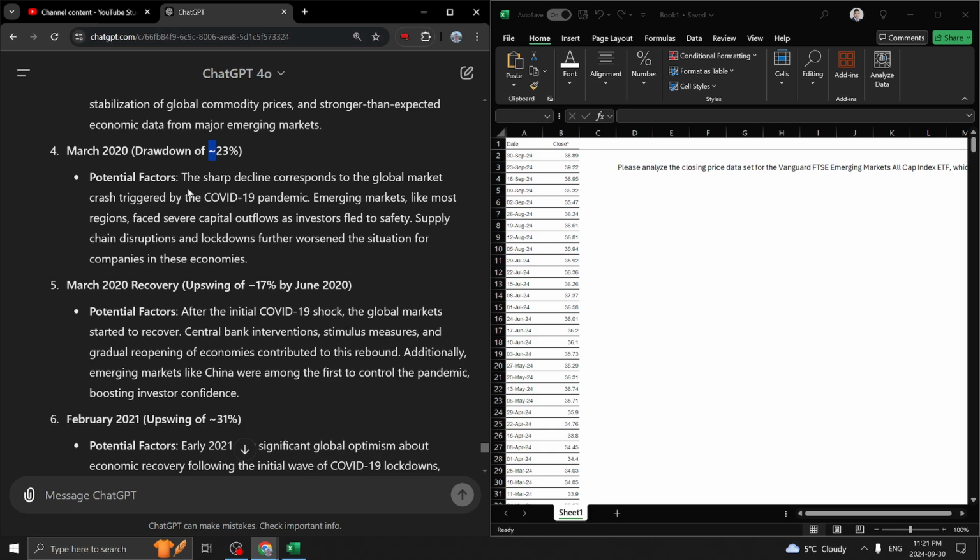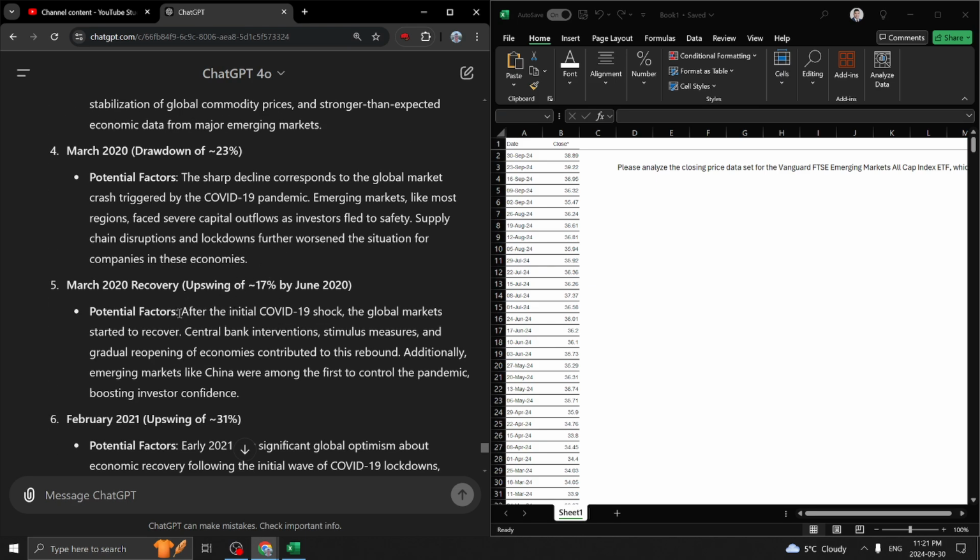But anyways, the sharp decline corresponds to the global market crash triggered by the coronavirus pandemic. Okay. March 2020 recovery. It's crazy how emerging markets take a lot longer than the US. The US went nuts after coronavirus. Just nuts.